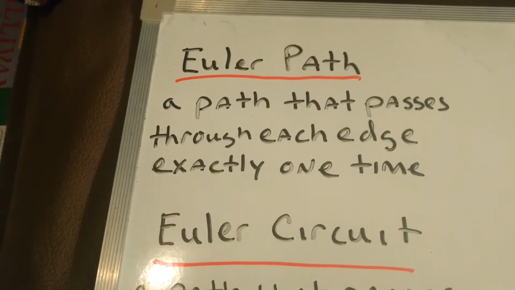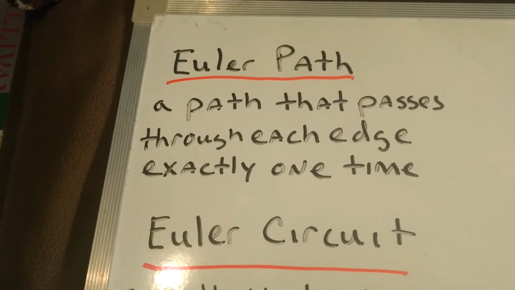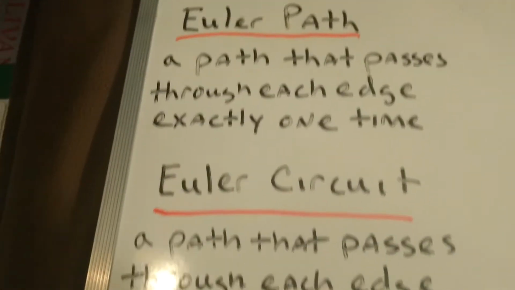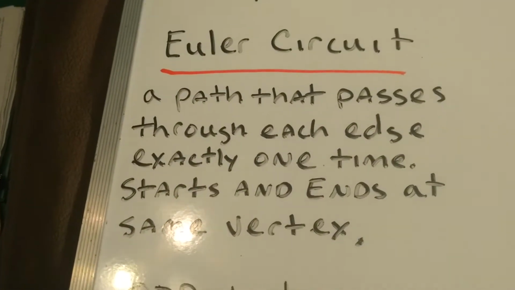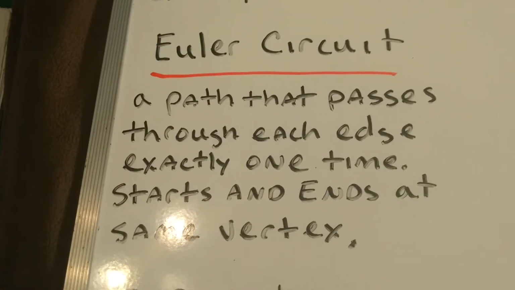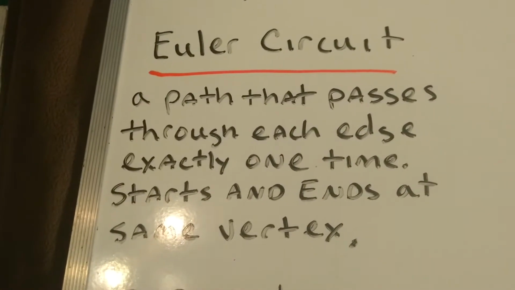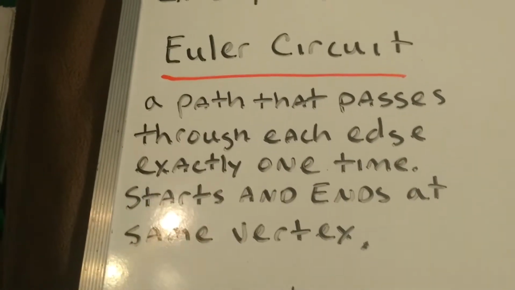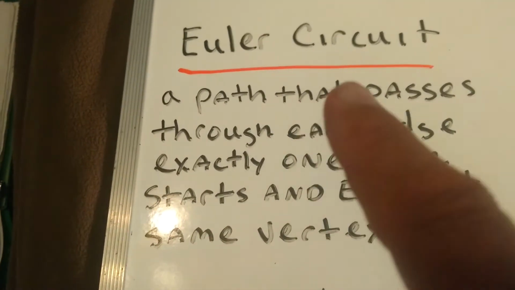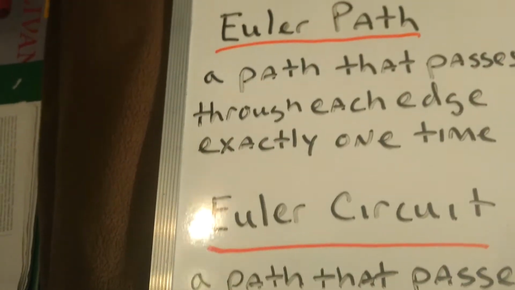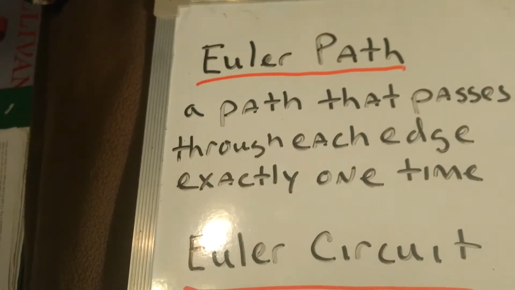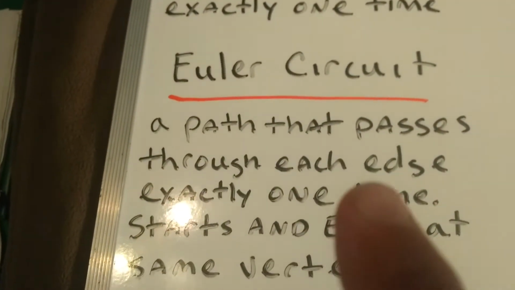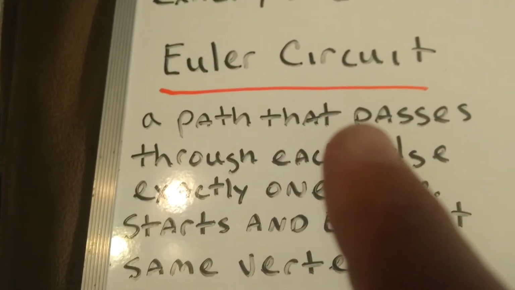First definition is an Euler path. It's a path that passes through each edge exactly one time. Then you have an Euler circuit, which is a path that passes through each edge exactly one time, but starts and ends at the same vertex. Remember, definition from section 1. A path doesn't necessarily have to start at the same vertex and end at the same vertex. A circuit starts at the same vertex and ends at the same vertex.